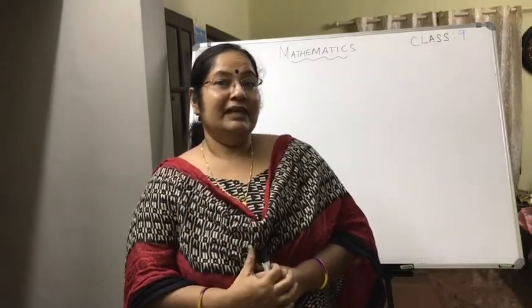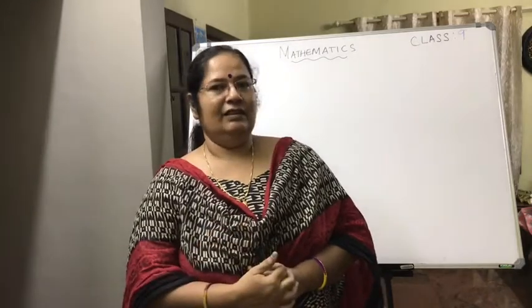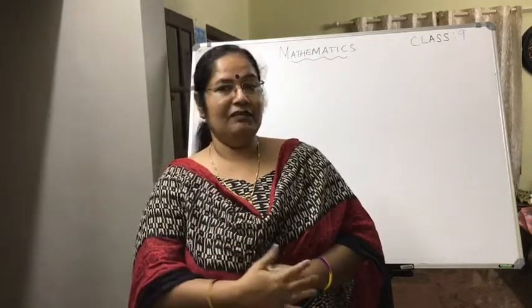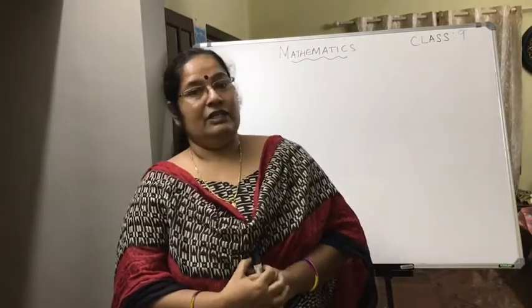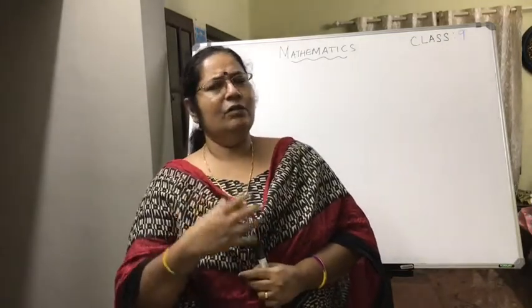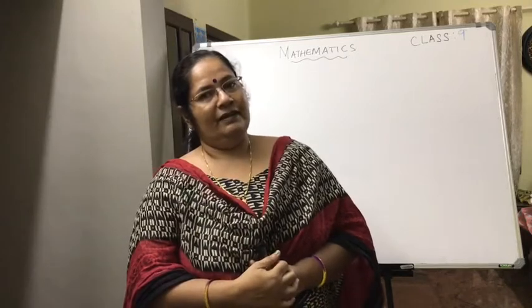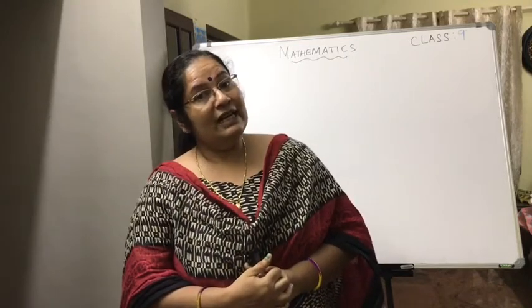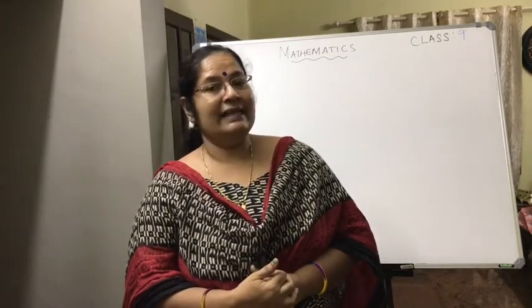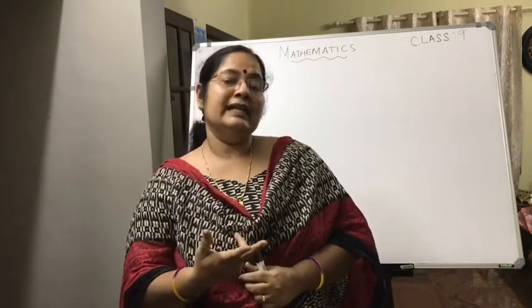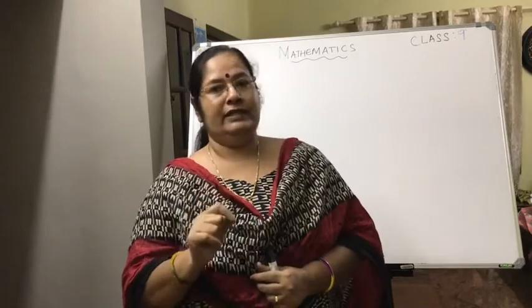What is meant by a transversal? In class 7, when we learned about lines, we learned what a transversal is. So just think, what is a transversal? A transversal is a line which intersects two or more lines at distinct points.